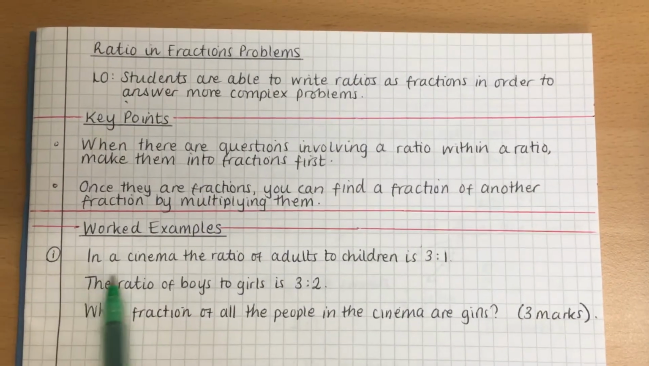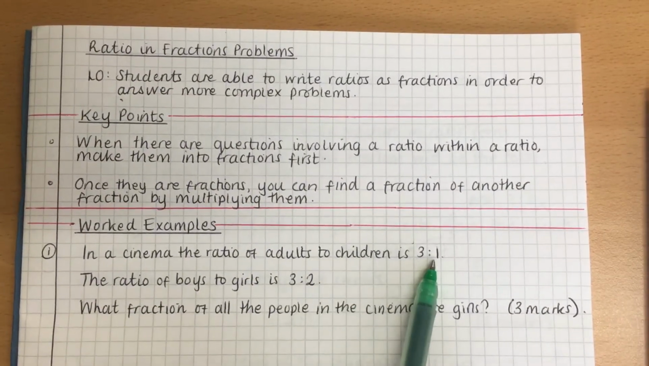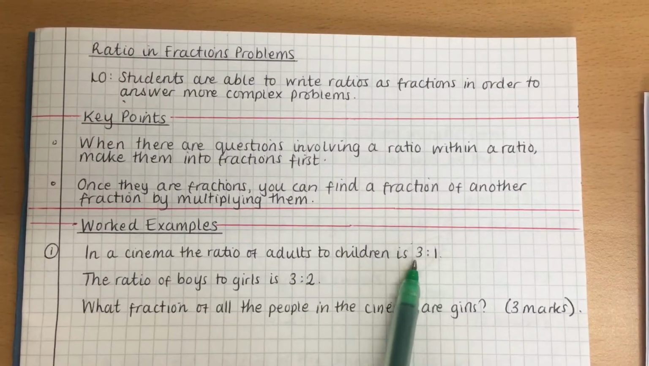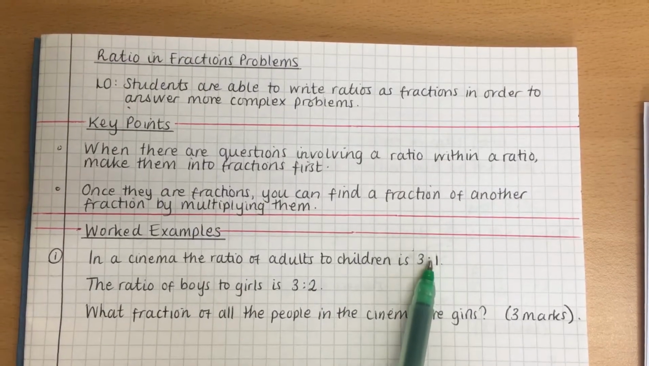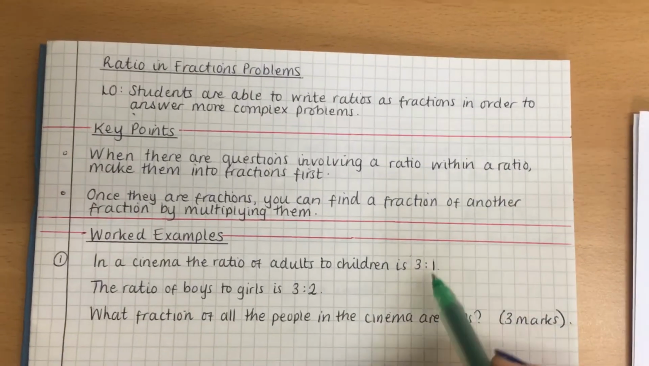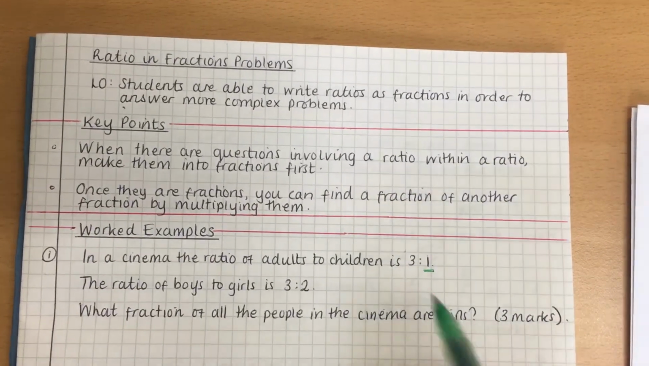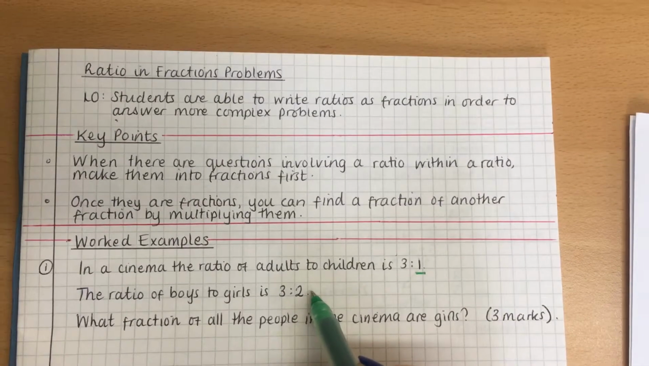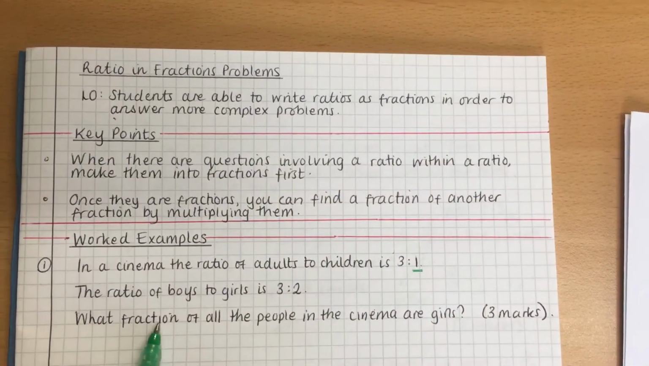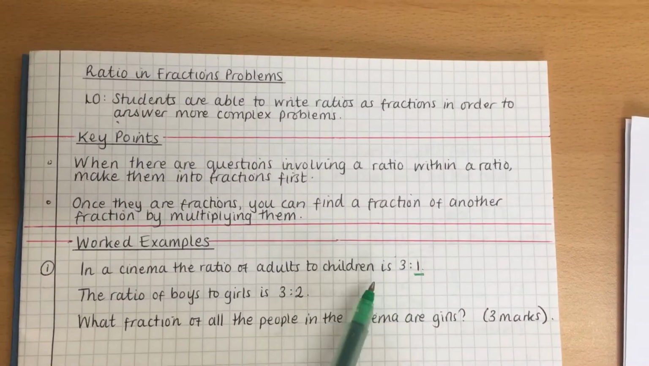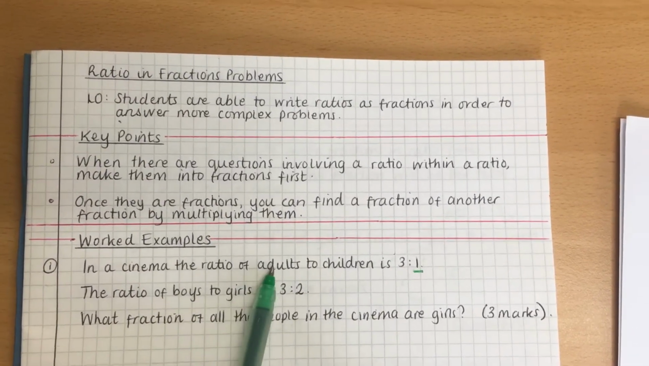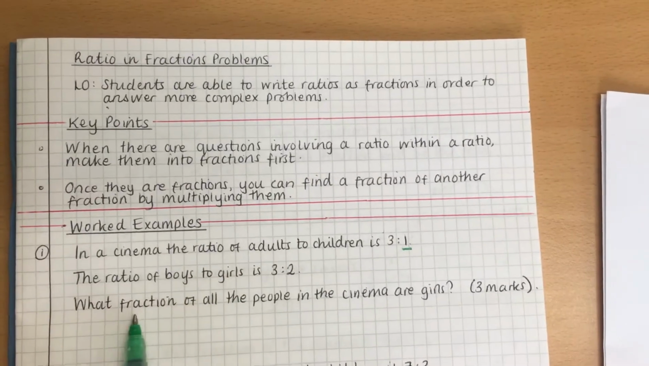Question 1. In a cinema, the ratio of adults to children is 3:1. The ratio of boys to girls is 3:2. So if we're thinking about it, this is adults, this is children, and boys and girls are only applying to the children. So this one here, whatever that represents, is then being split into the ratio 3:2, okay? So what we're trying to find is the fraction of all the people that are girls. So children, girls, yeah? Not women, because women would be adults, just girls. So fraction of the total people.